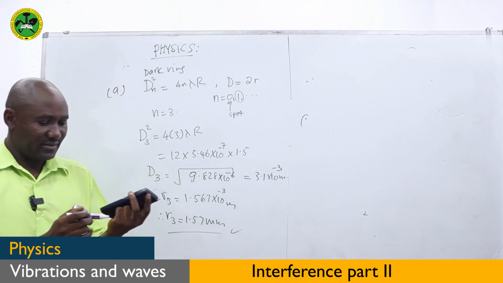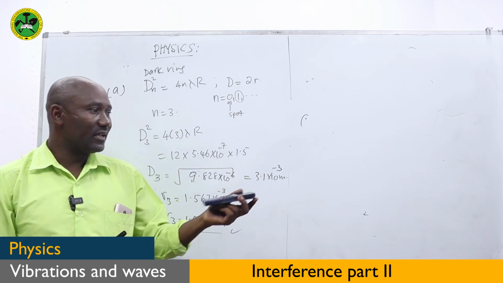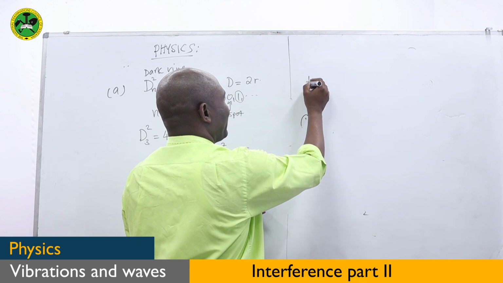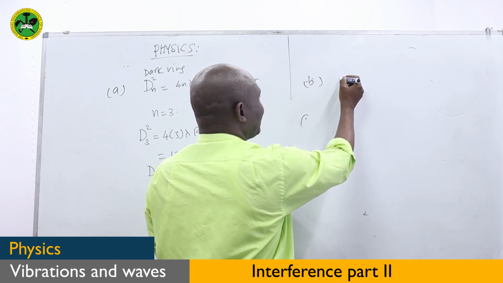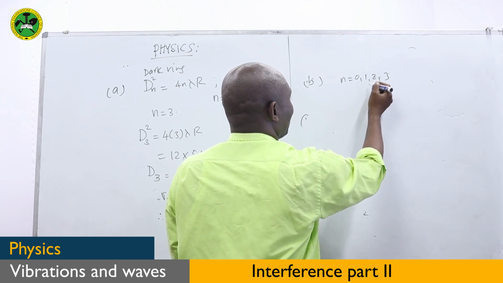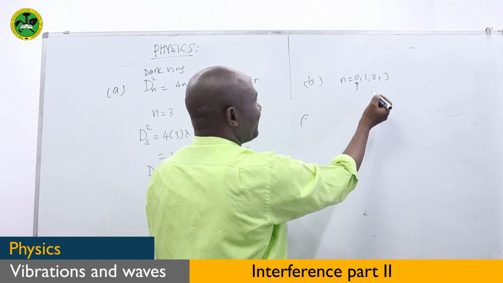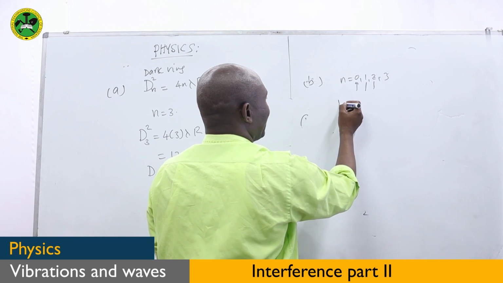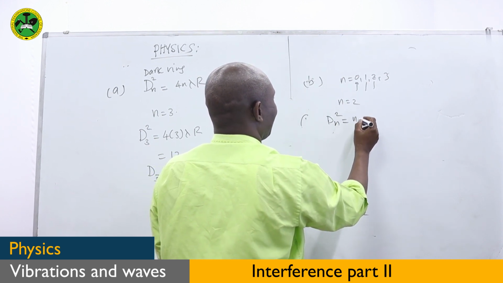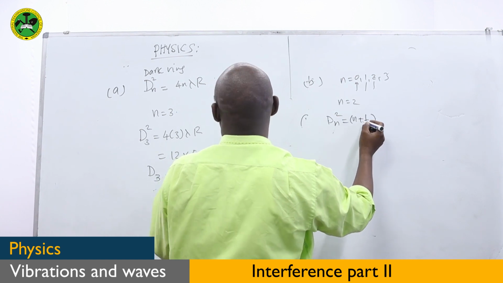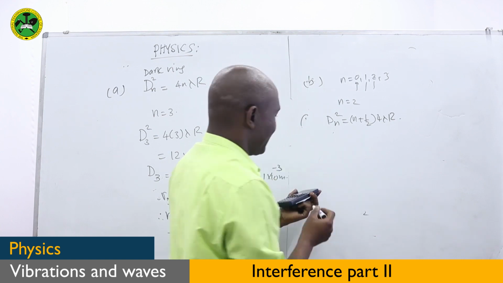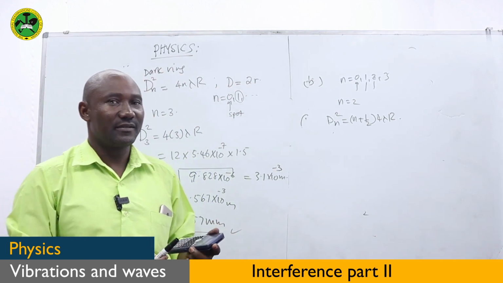So you can find the radius corresponding to the third bright. For part B, our n starts from 0, 1, and so on. So this is the first ring, bright, second, third. So here n equals 2, and the formula equals n plus a half times 4 lambda r. So I think you can find that.